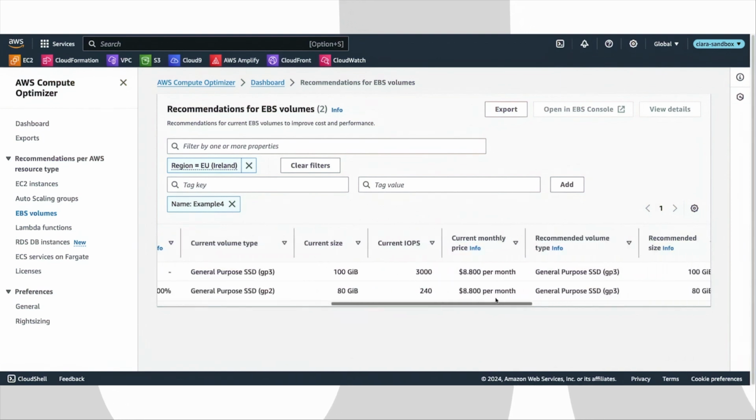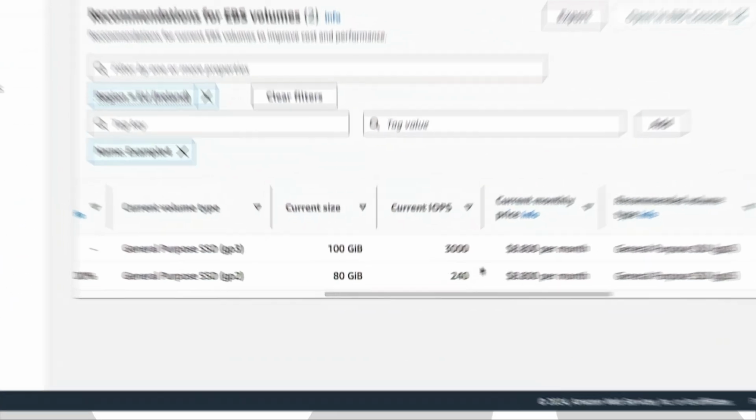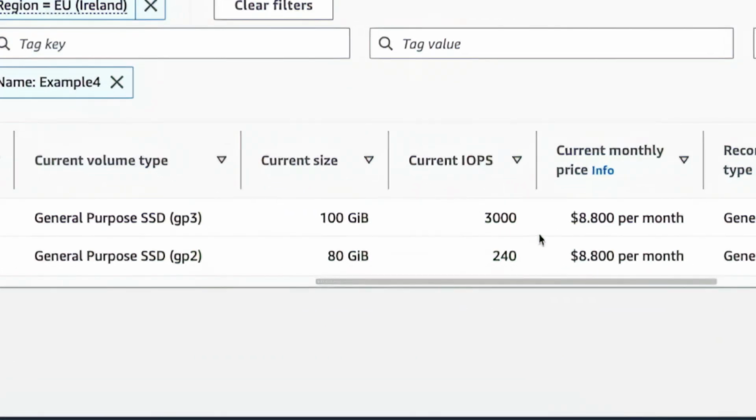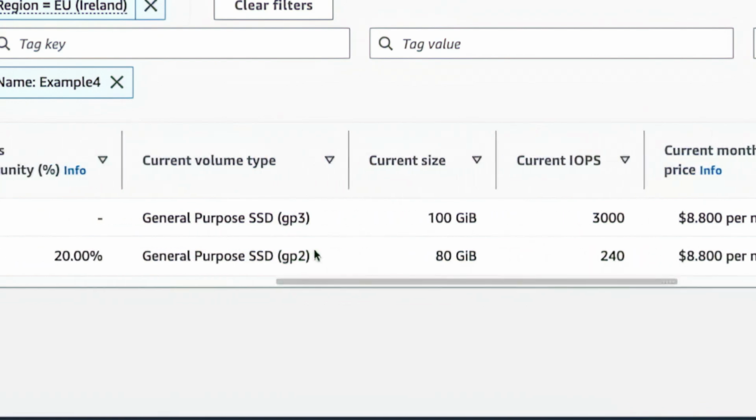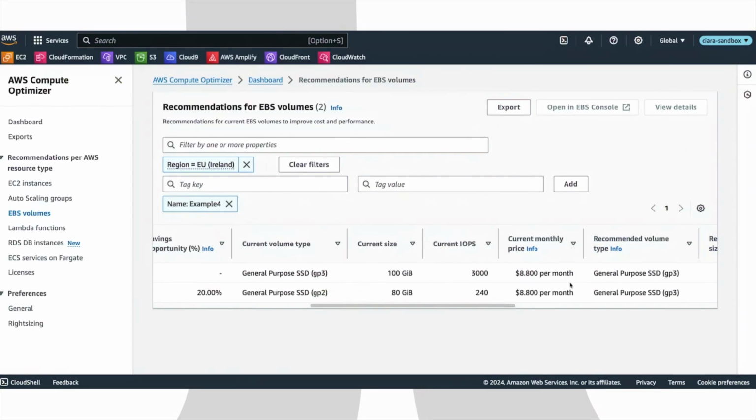And what you'll notice here is these volumes are costing us the exact same to run. So they both cost us $8.80 per month to run. However, one is a GP2 and one is a GP3. So by changing that GP2 to GP3, you're automatically going to save 20%. But in this case, they're costing the same amount to run. But what you will find here is you will increase the storage and increase the performance.